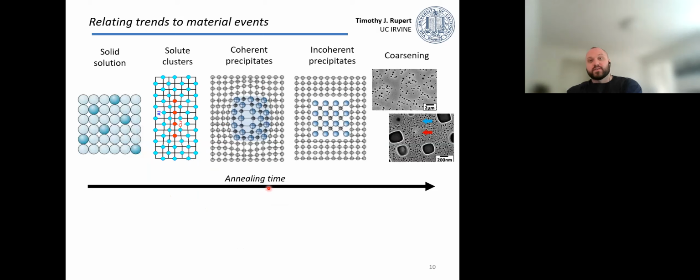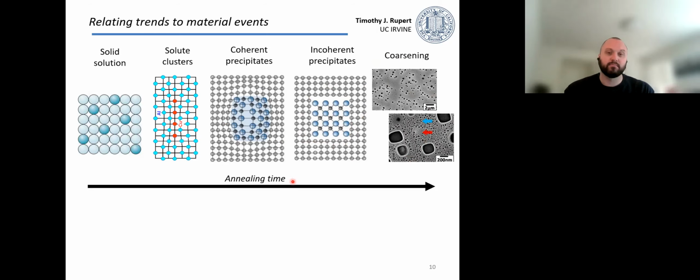So the last thing for us to do is start to rationalize these trends in terms of what's actually happening to our microstructure and what's going on inside of our material. Just as a reminder, we talked about a lot of different transitions. We talked about going from a solid solution to small clusters of solute, to coherent precipitates, to incoherent precipitates, and then finally those precipitates coarsening. And we go from left to right on this plot as we have longer and longer aging time, okay? That's true for any given temperature.